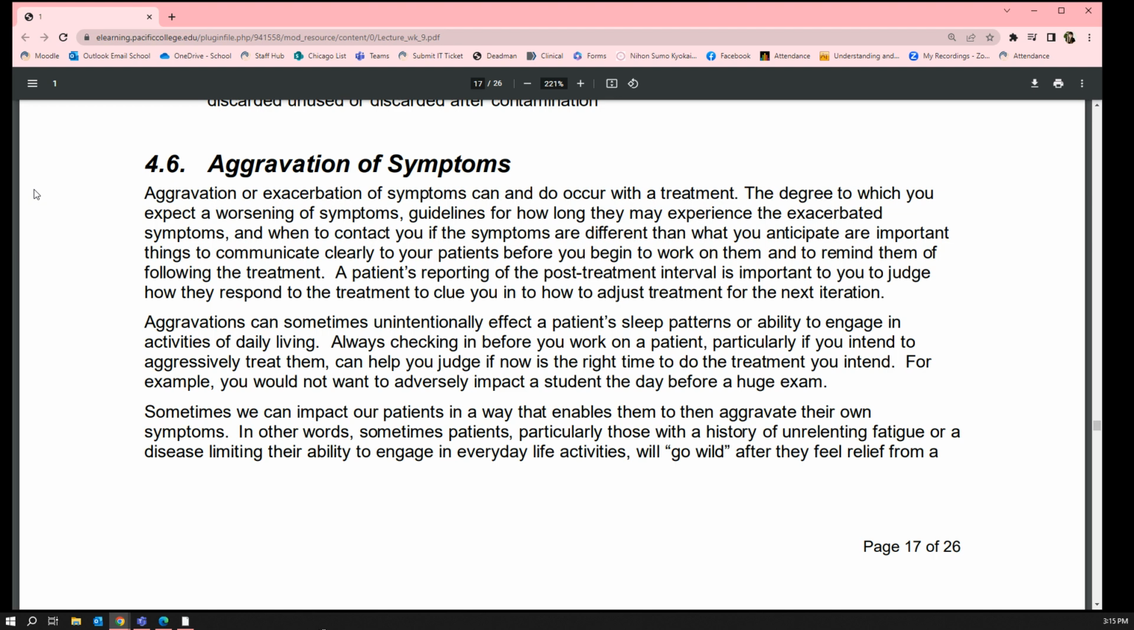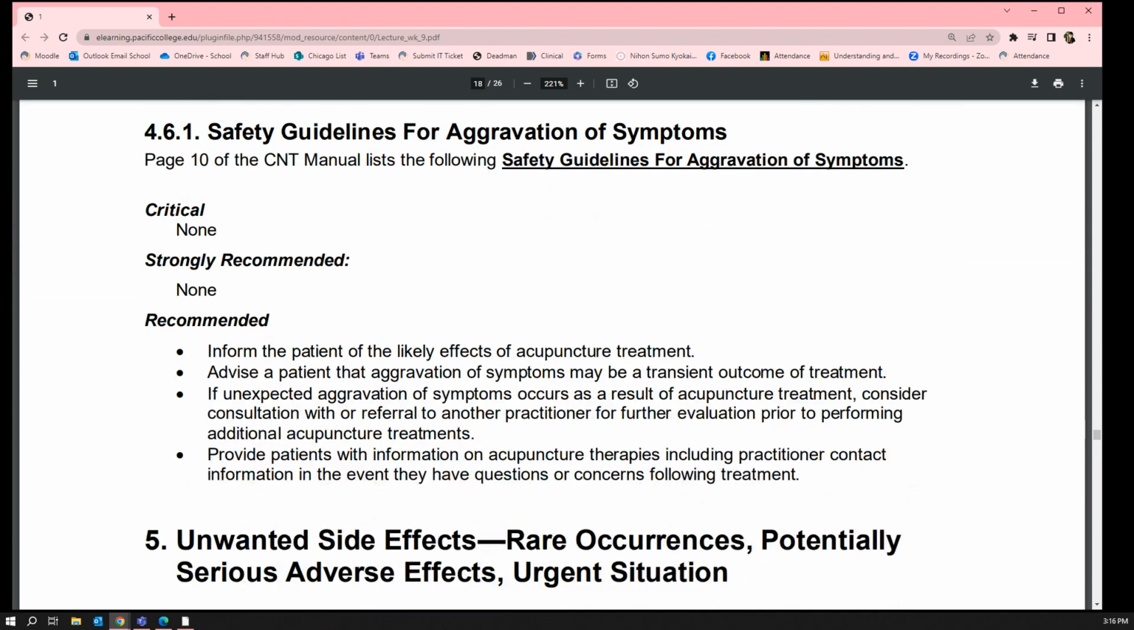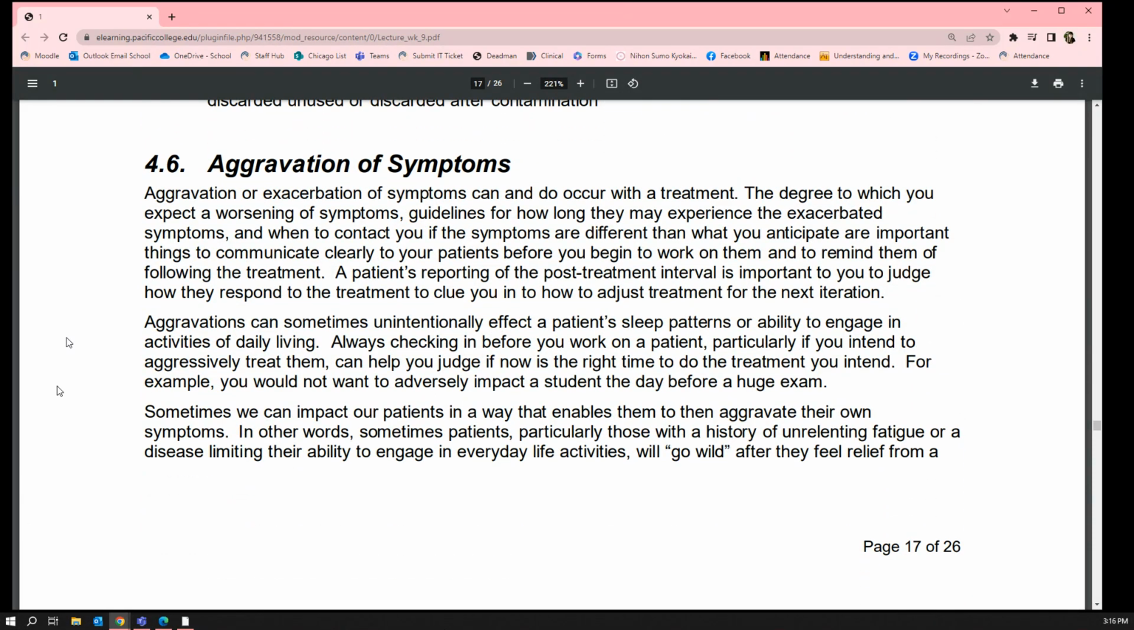Aggravations can sometimes leave a patient feeling unhappy. So again, you want to make sure that you talk to them about this before treatment. But sometimes it can be us, right? More often than not, this is not going to be the case. Most of the time, patients will just feel better and feel better. It should be less frequent that your patients feel worse before they feel better.